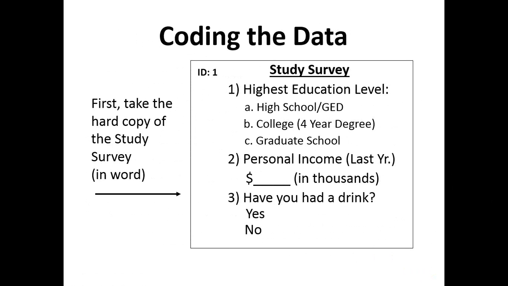So 2, personal income from last year, measured in thousands. And 3, have you ever had a drink? So, have you ever had a drink of alcohol? To shorten it, so yes or no, right? So our question is, how do we take these 3 items and code them for the SPSS database, and then list them in the data dictionary so we remember the codes, and also if someone else is doing data entry, they need to know the codes too, so they could enter the data from the survey items into the SPSS database.